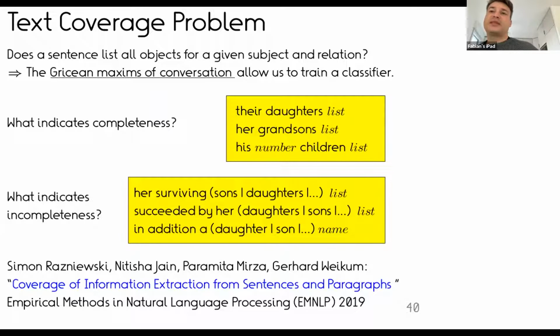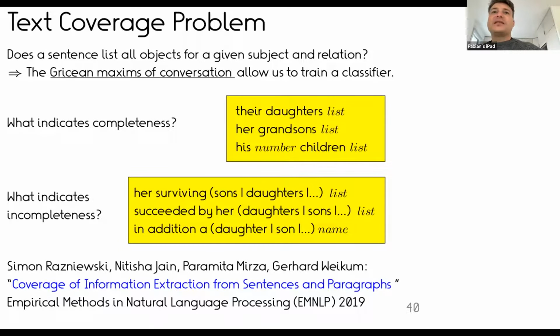For example, here in the first yellow box, you see patterns that indicate completeness. "Their daughters" implies that there are no more children. Interesting. "Her grandsons," "his 5 children." Yeah, you wouldn't expect that there are 6 if the sentence says his 5 children. And then there are patterns that imply incompleteness. For example, "her surviving sons" means there could be others. "Succeeded by her daughter" means there could have been other daughters or other sons. In addition, "a son, blah, blah, blah." So there could be other daughters or other sons. So we can actually predict whether a sentence is complete or not.